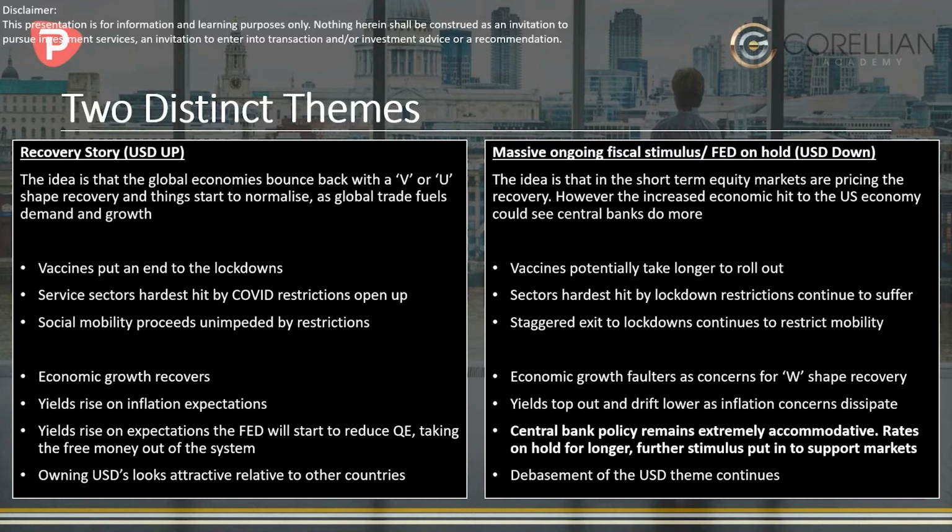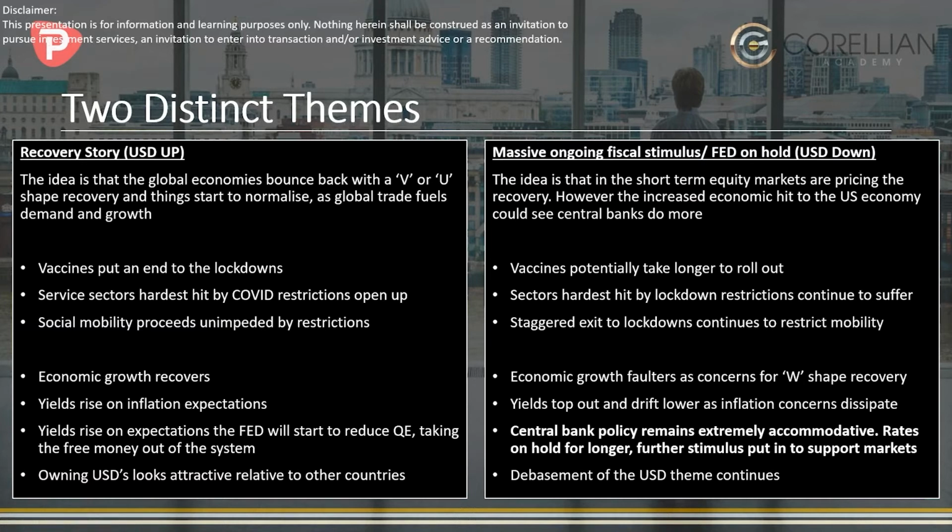So I think the danger here is that we don't get the fiscal stimulus coming through necessarily on time. Vaccines potentially take longer to roll out. We're seeing that in the EU at the moment, which is really dragging, I think, on the EU economy and indeed the euro, to be honest, especially what we've seen today. So those sectors hardest hit by the lockdown restrictions would continue to suffer. Unemployment would stay high, and we'd probably get a risk-off scenario with that, which would suggest that yields start going down quite a bit.